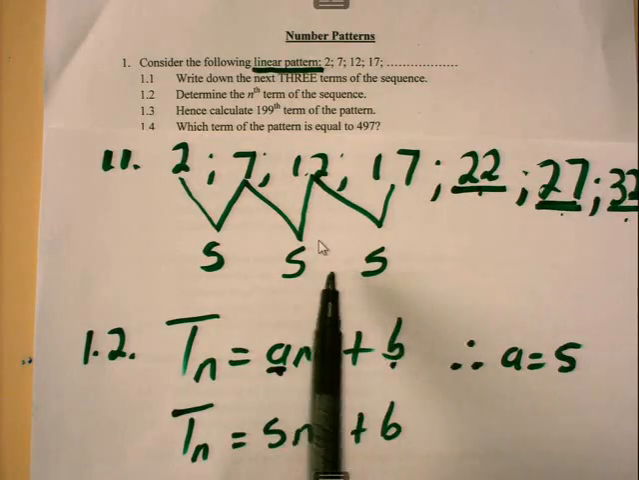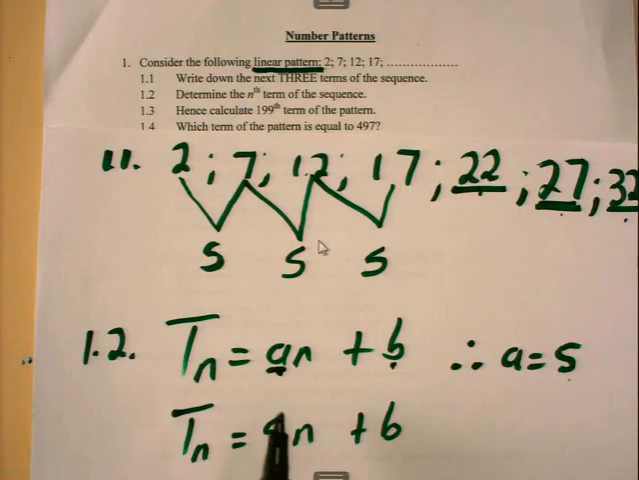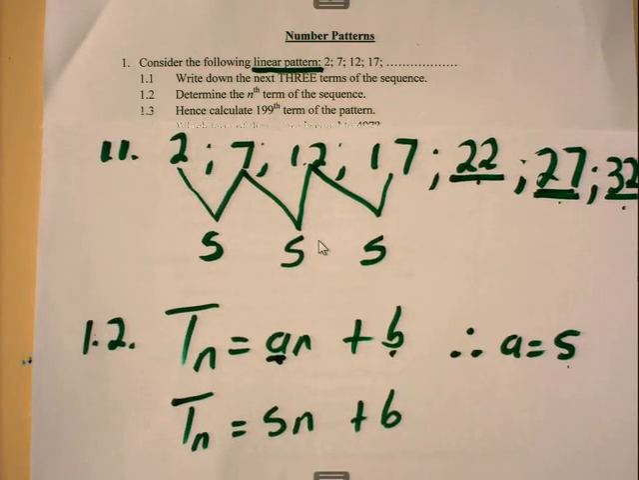Fortunately enough, we already have the value of a, because a is the common difference. a is the first difference. So the first common difference is 5. Substitute a by 5: 5n plus b. So the question is, how do we determine the value of b? I hope you still remember.